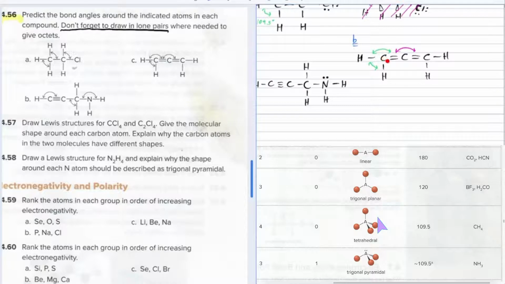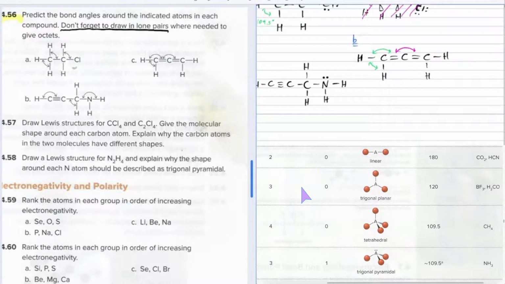Okay, so this time, what is the geometry of this carbon? Let's count the number of atoms and number of lone pairs. I count 1, 2, 3 atoms that this is connected to, 0 lone pairs. 3 atoms, 0 lone pairs. So looking for 3, 0, trigonal planar. And the bond angles are 120 degrees. So 120 degrees, 120, 120.